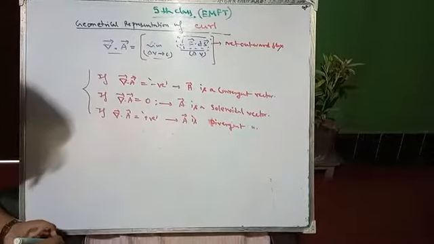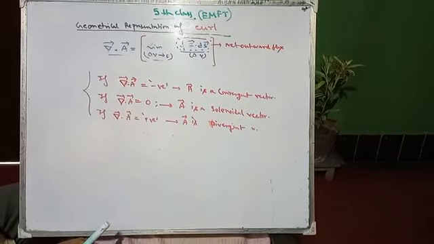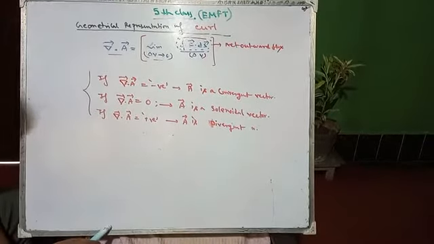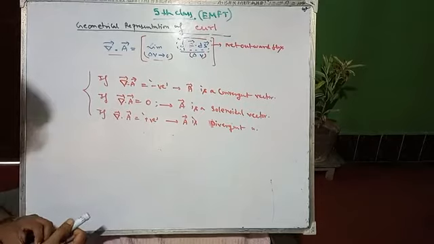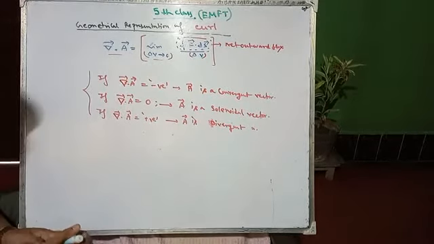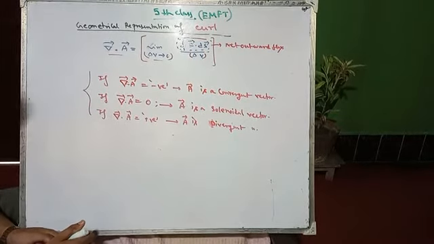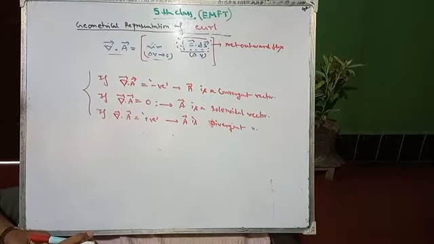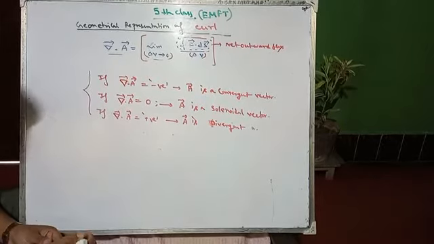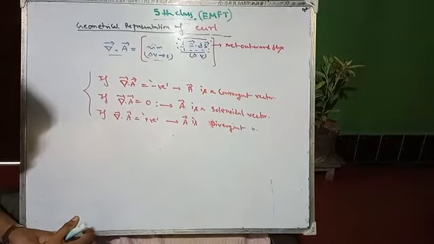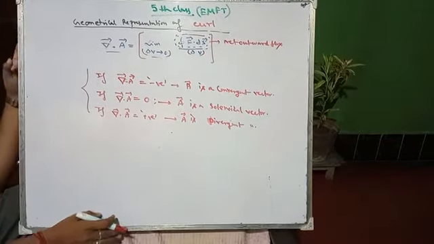Curl of a vector is defined as the circulation of the vector field per unit surface or area which is enclosed by a finite volume, and the surface shrinks to zero.